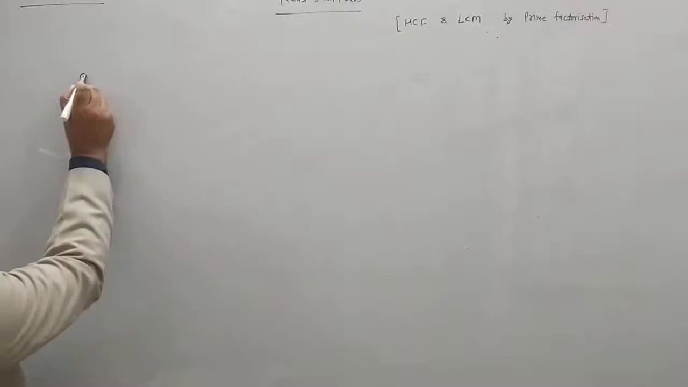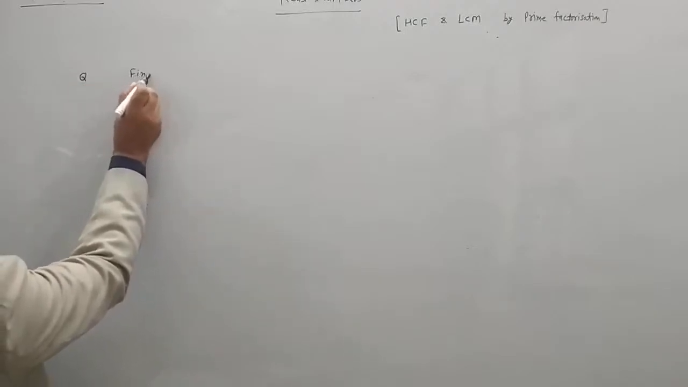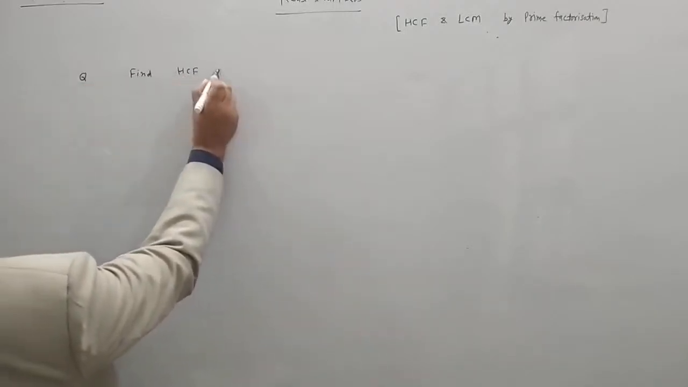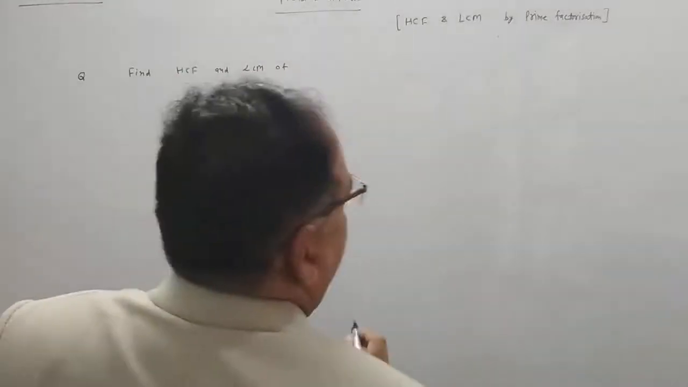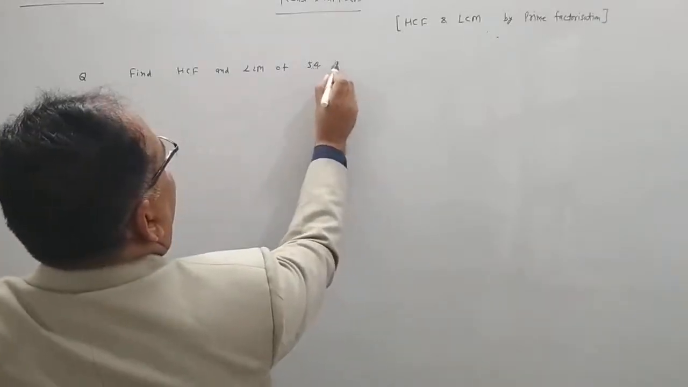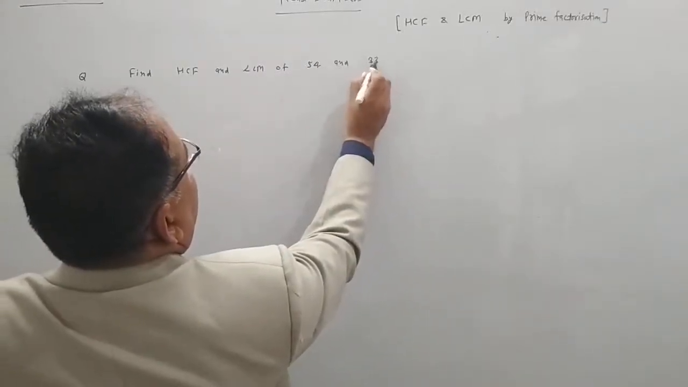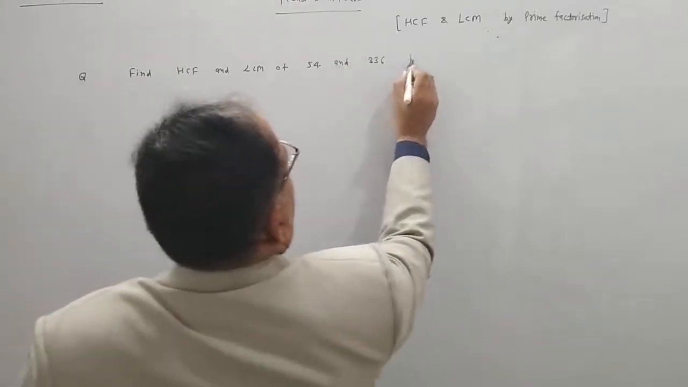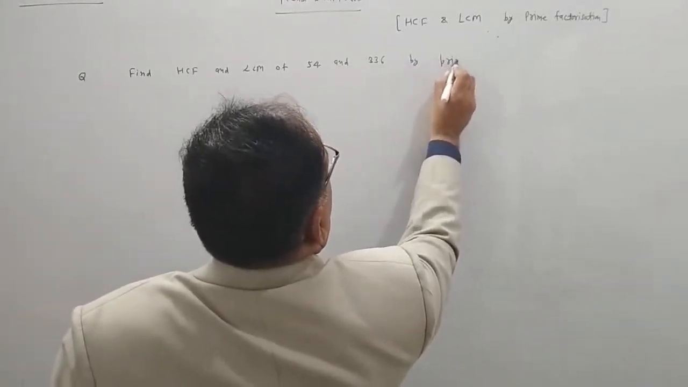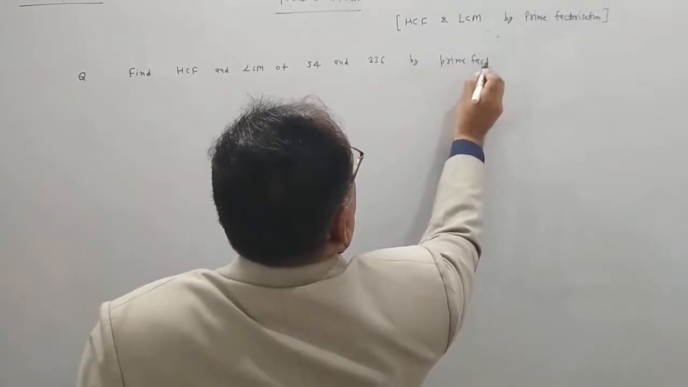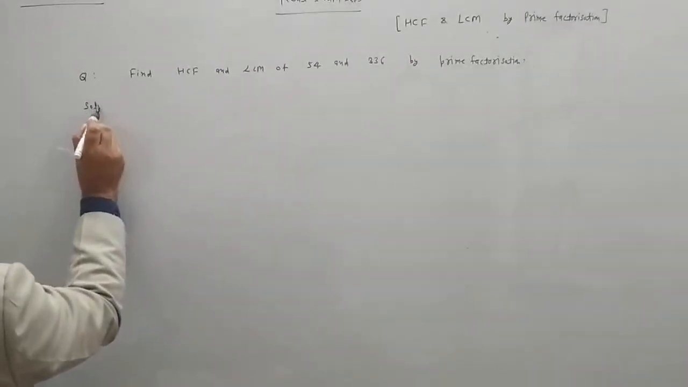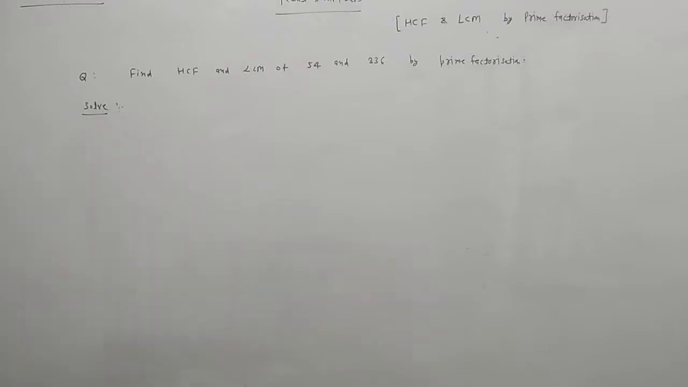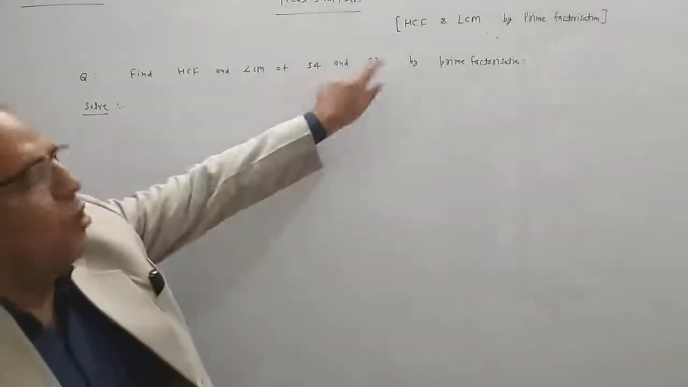The question is: find the SCF and LCM of 54 and 336 by prime factorization. So what is the method? First we find the prime factorization of these numbers.